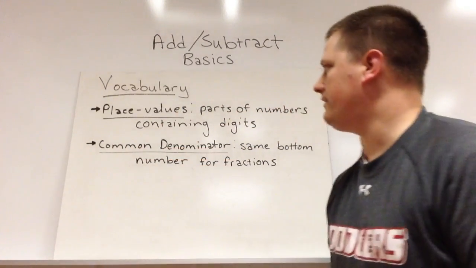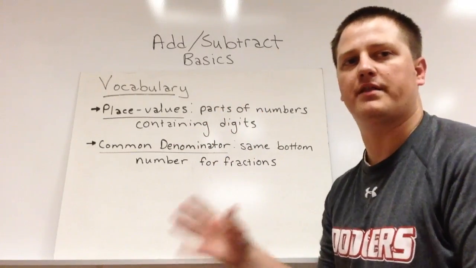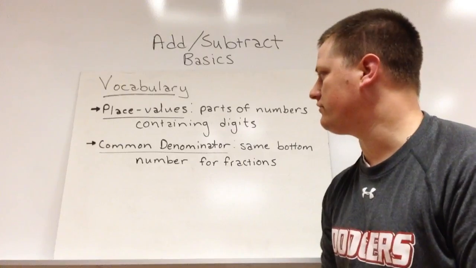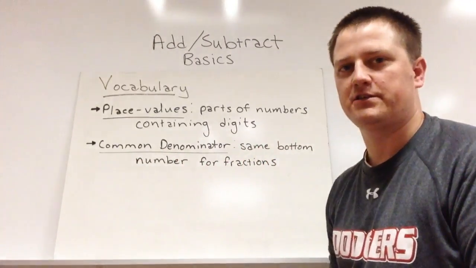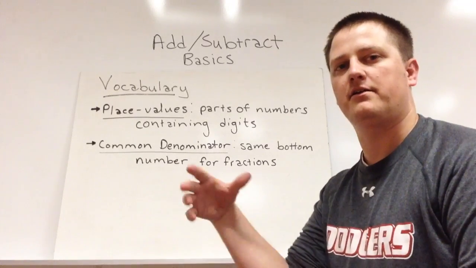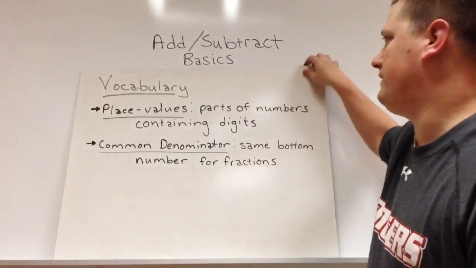Our vocabulary is place values, parts of numbers containing digits. This is where the numbers are in decimals and integers. Common denominator, same bottom number for fractions. So we want the bottom number, the denominator, to be the same, common amongst all when we're adding and subtracting.